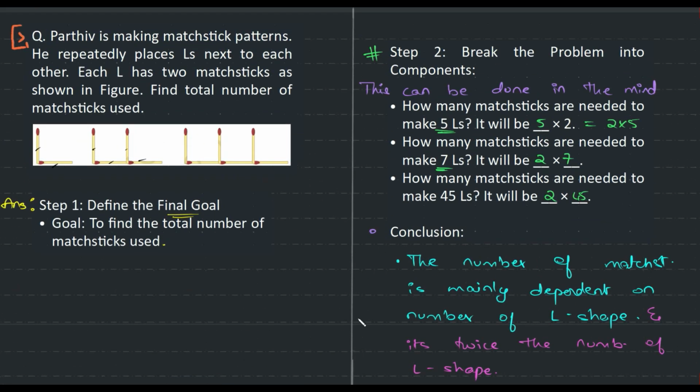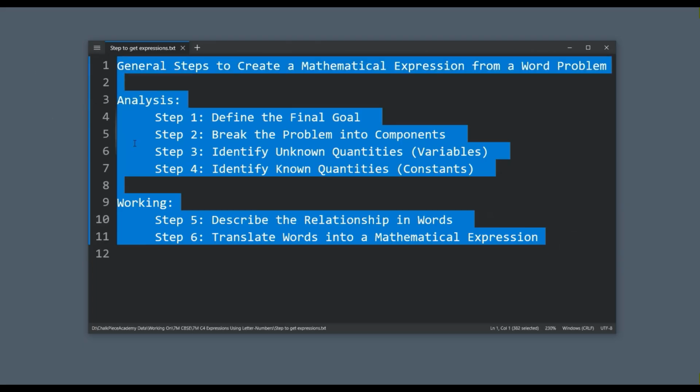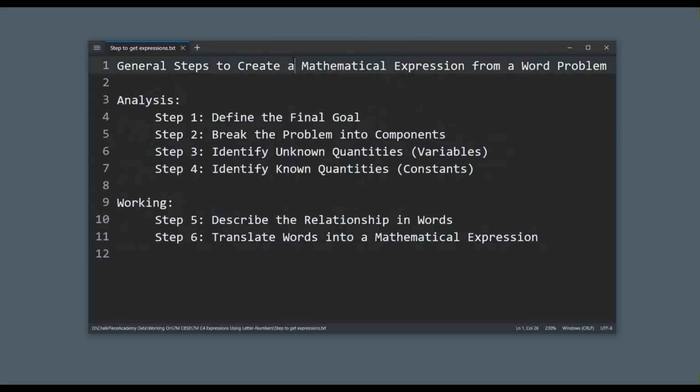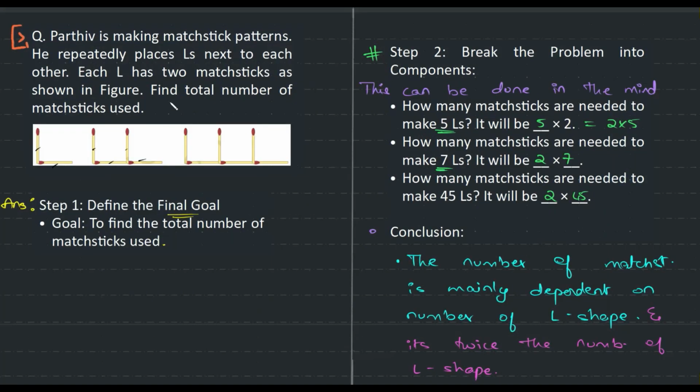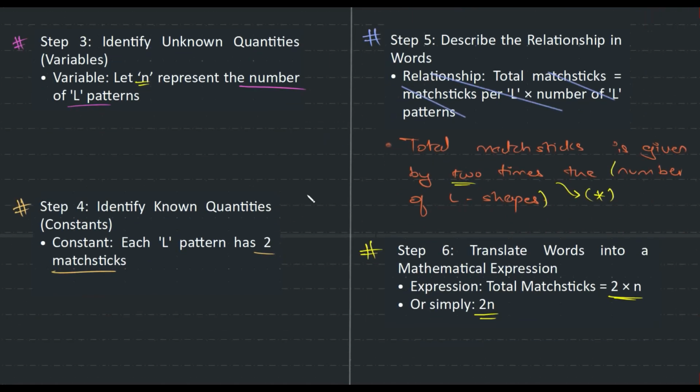So guys, once more, we are making use of these steps to figure out how to come up with a mathematical expression. This will not be asked directly, like in this case, find the total number of matchsticks used. So it's an indirect scenario. We don't know how many L shapes there are, but they are asking us to figure out the total number of matchsticks. So basically we are figuring out a mathematical expression.